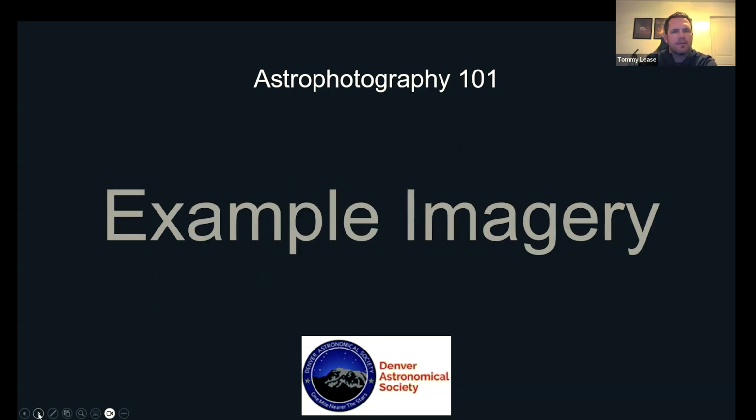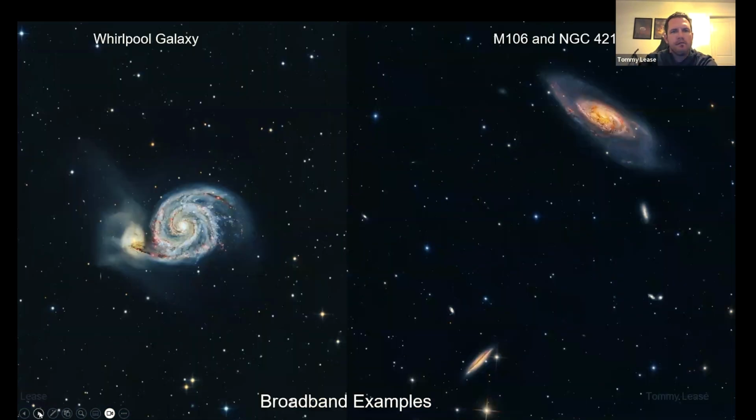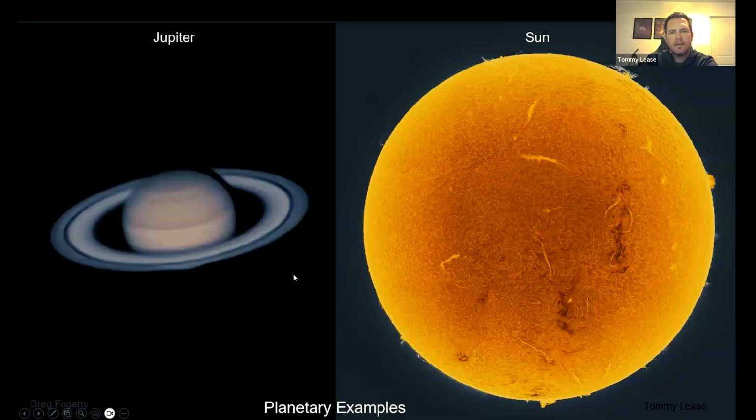So next we'll take a look at some example imagery. On the left and right, you have two examples of narrowband images. On the left, you have the Rosette Nebula, and on the right, you have the Pac-Man Nebula. And then we look at some broadband examples, two galaxy images. On the left, we have the Whirlpool Galaxy, and then on the right, we have M106 and NGC 4217. And then we have some planetary examples. On the left, we have Jupiter, and on the right, we have the sun.